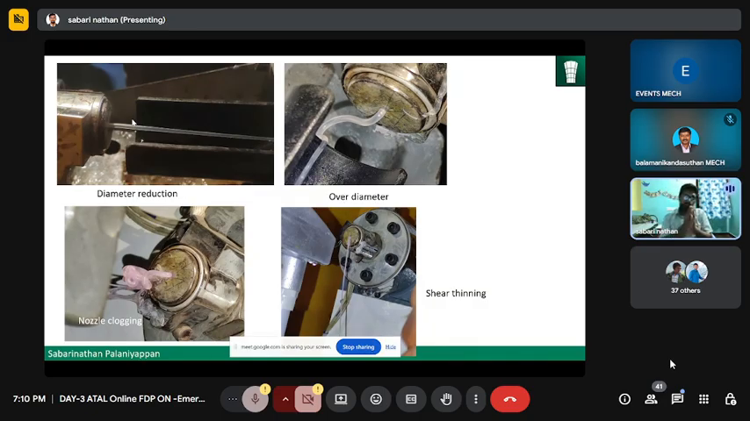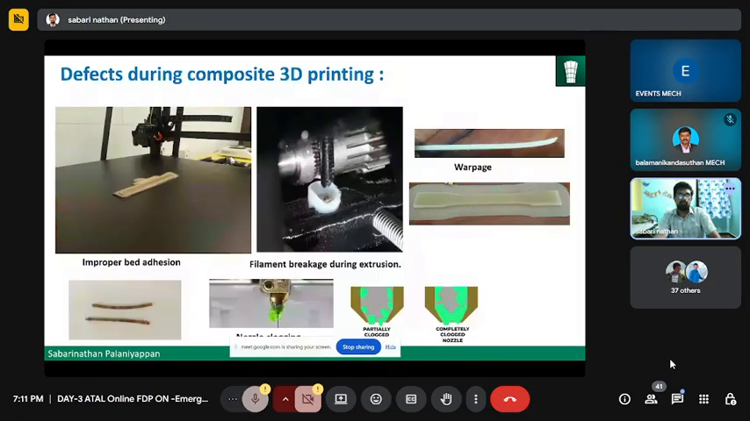Otherwise, you will face a lot of problems like diameter reduction during extrusion, and over diameter when you are not maintaining the temperature properly. The over diameter will occur when the temperature is too high. Shear thinning will occur when the particle sizes are big, or your particle ratio is high. Nozzle clogging can also occur. So these are the problems we will face during the extrusion process. You need to optimize all the steps before going into the extrusion process.